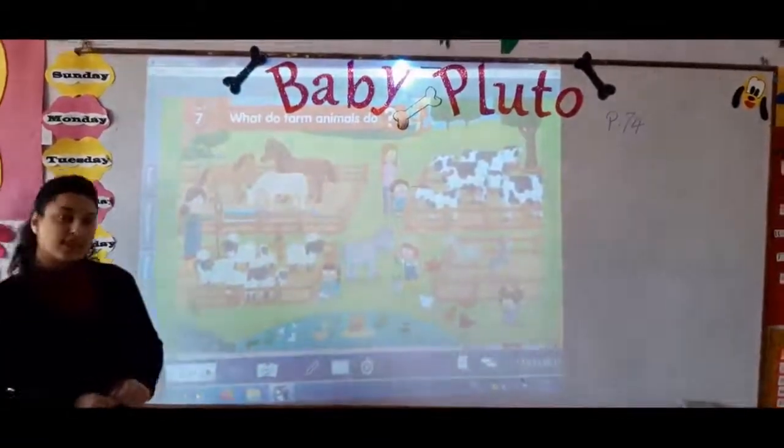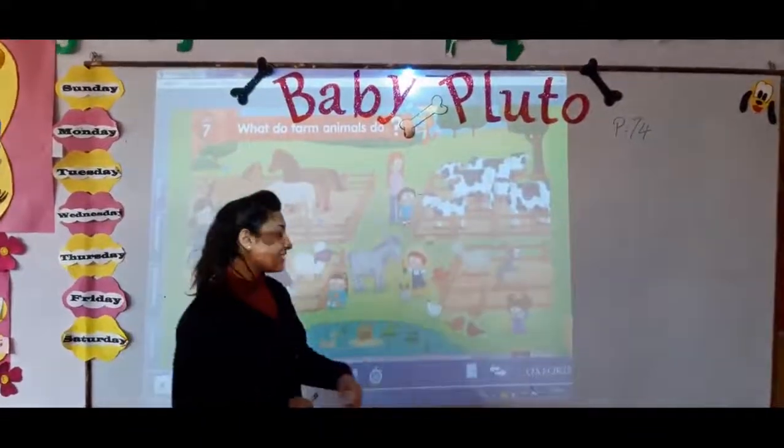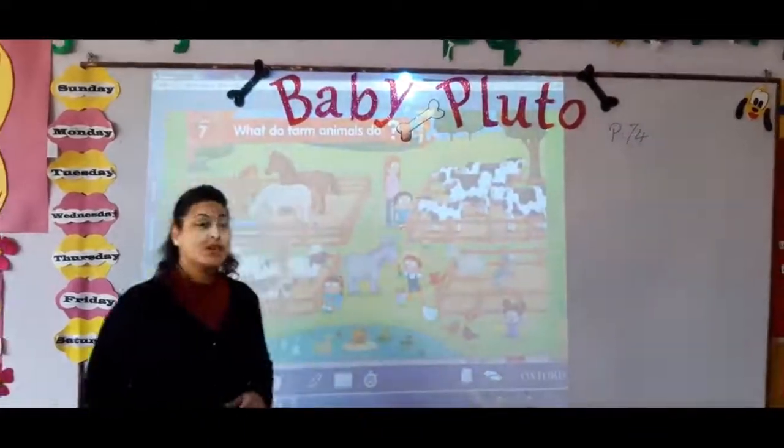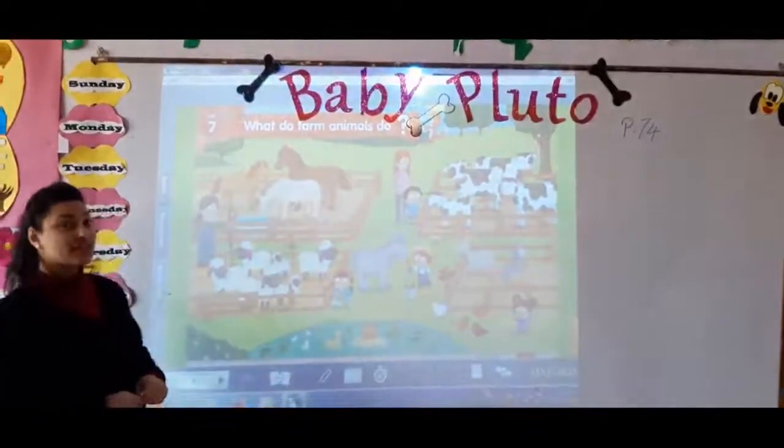What do you see in this picture? Mom, Sam, and Anna. Yes, super. What else? How many horses are there? Let's count together.